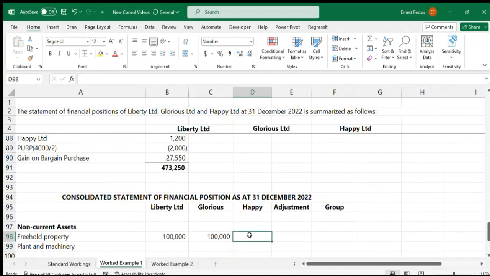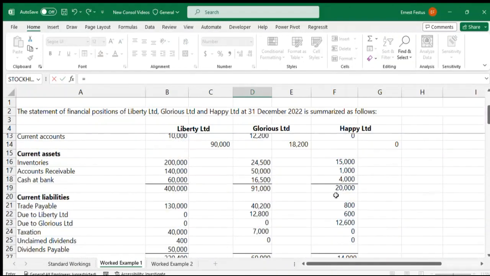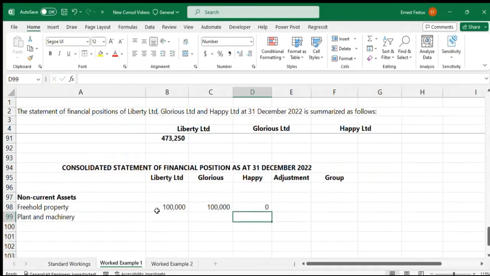For Happy, we have this. Alright, and then what I can do is I'll just copy and then I'll duplicate it so that the other values will come.